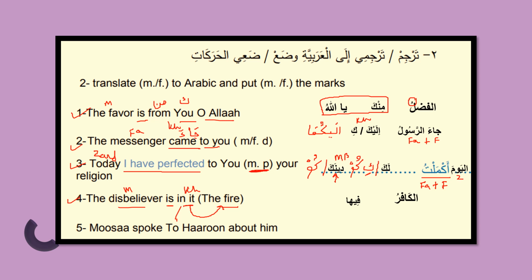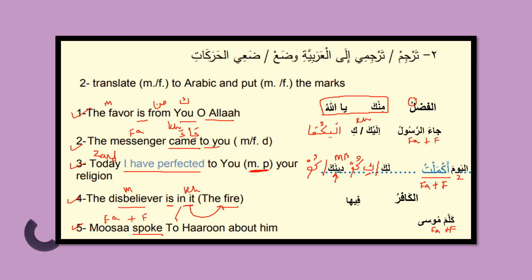Al-kafiru fiha. Now the next one: Musa spoke to Harun about him. So we have our jumla ismiya. No, we have our jumla failure. Spoke, this is the fail. So spoke means kallama. Who spoke? Musa spoke. So the fail is here and the file is here. So just flip the sentence: fail plus file. Now our file is coming as a noun, right? Not as a damir. Kallama Musa, to whom he spoke to.